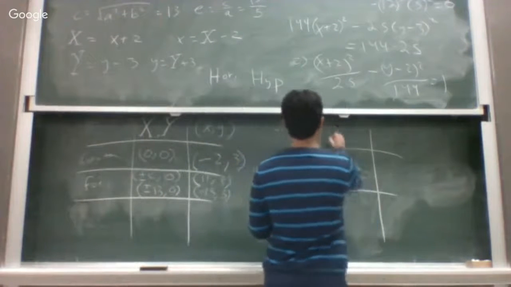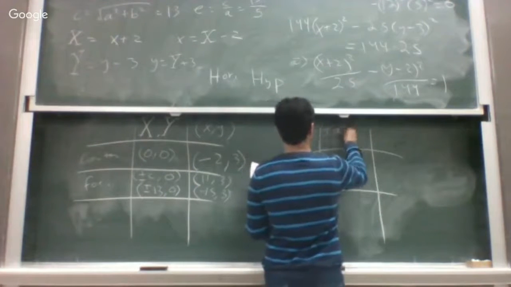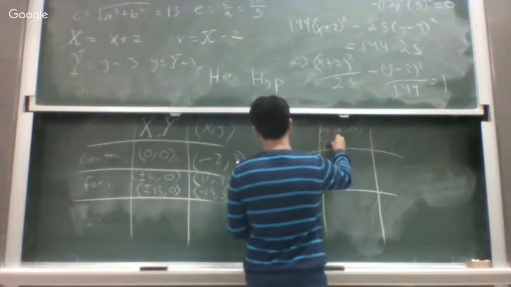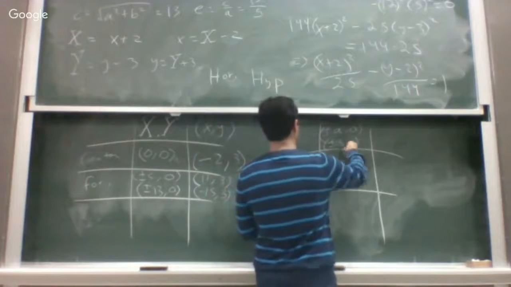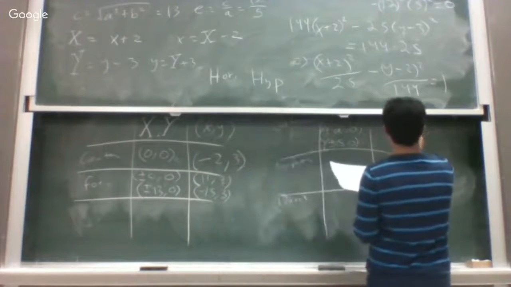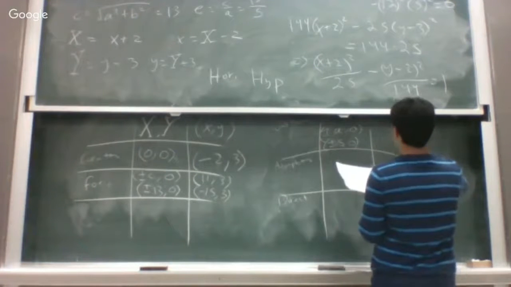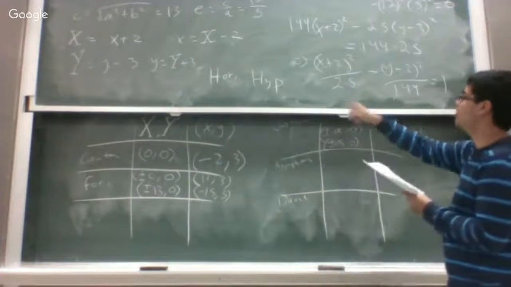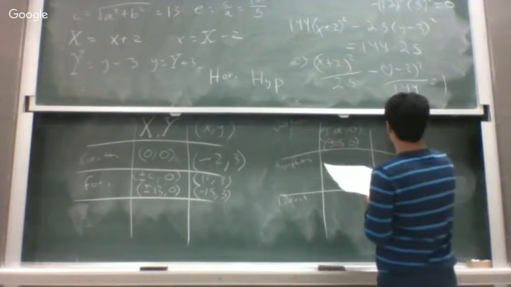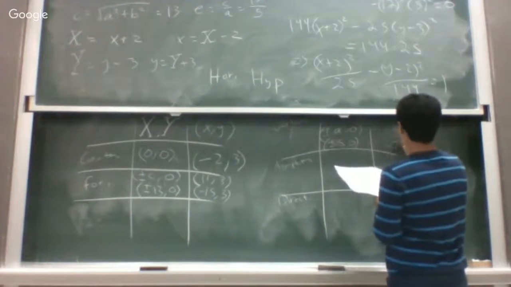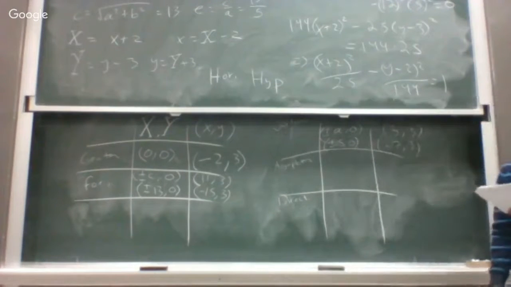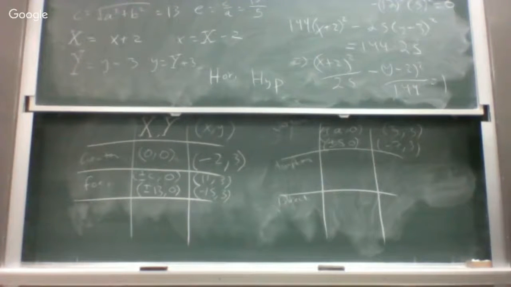So for vertices, it's plus or minus A, comma 0. So we have plus or minus 5, comma 0. Again, the 3 for the y position stays the same, but 5 minus 2 is a 3. Negative 5 minus 2 is a negative 7. So that one is pretty simple.